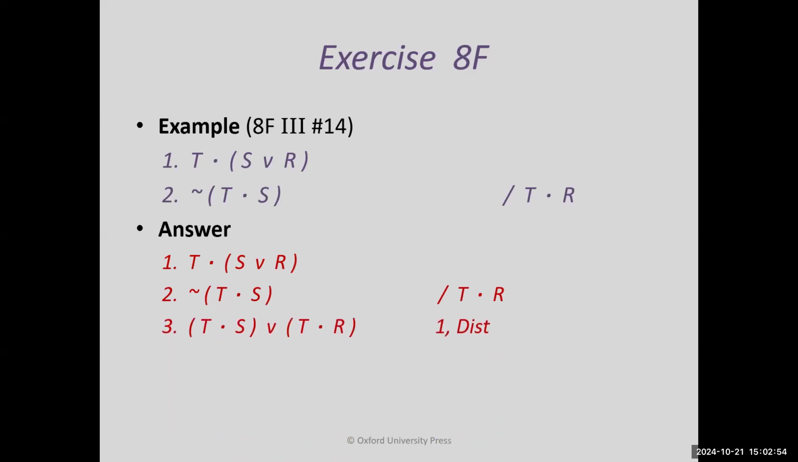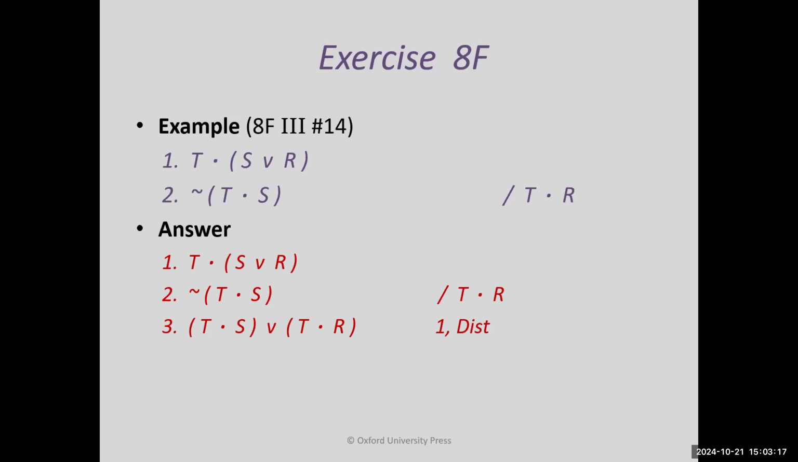If we apply distribution to line 1, you get what? That's right, T and S, or T and R. Ooh, we're close. Now T and R is one of the disjuncts in a disjunction. What implication rule do you know that will give you one of the disjuncts out of a disjunction? Yes, disjunctive syllogism. Great job bringing that back from 2 weeks ago.